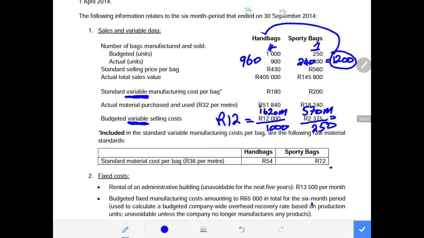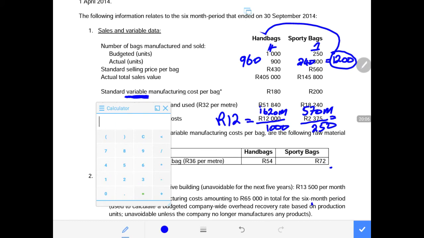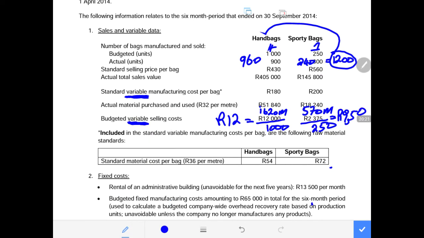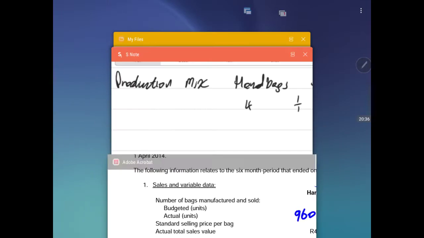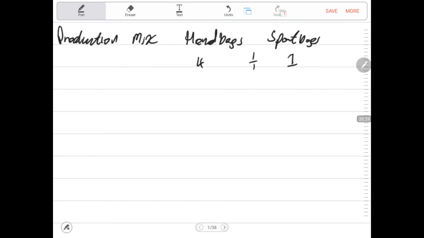So now we go there and we say 2,375 divided by 250. This is 9 rand 50 cents. So now our budgeted selling cost for the sport bags, it is 9.50 per unit. So that is also another variable cost. So now when you're calculating our contribution, which is the selling price minus the variable manufacturing cost, minus the variable selling cost of 12 rand and 9.50, it will give us the contribution. And allow me to do that calculation because it will be needed in the future.